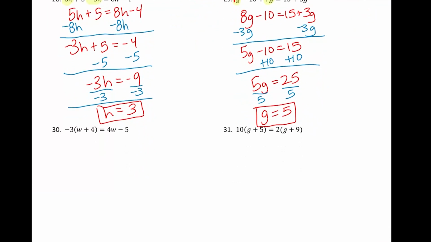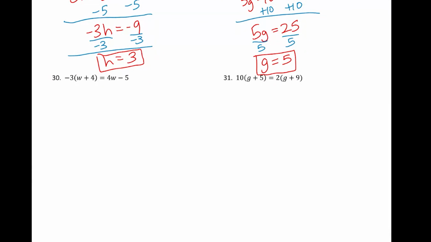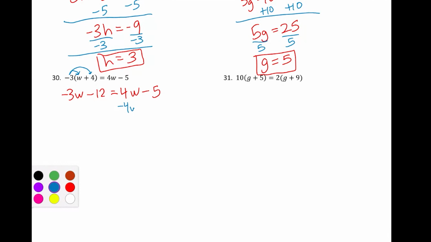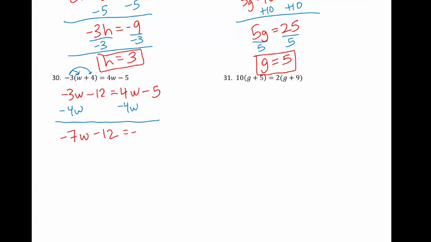Okay, 30's got some distributive property thrown in there. So does 31. Always want to do that first. So we're going to distribute that negative 3 here. Negative 3w minus 12 equals 4w minus 5. Next, we'll subtract 4w from both sides. Negative 3w minus 4w. A lot of negatives there. I keep saying this over and over again. You probably get tired of me saying it, but use a calculator for the arithmetic. Negative 7w minus 12 equals negative 5.